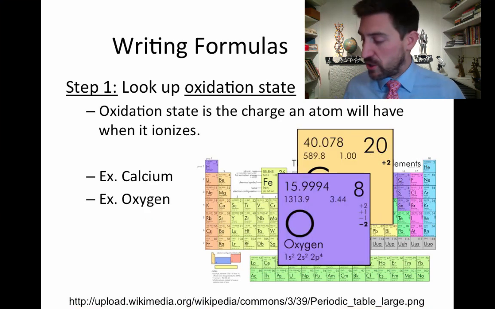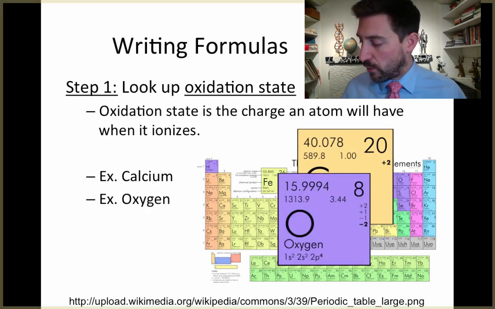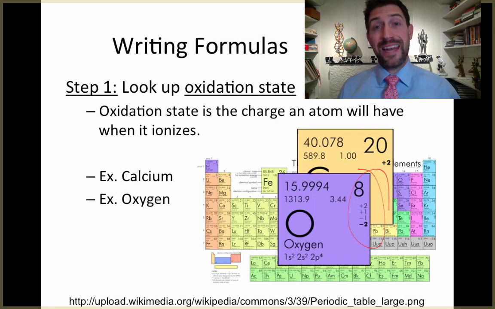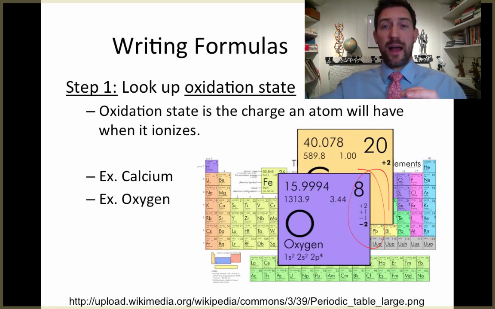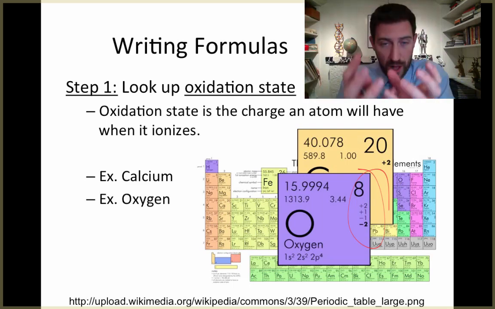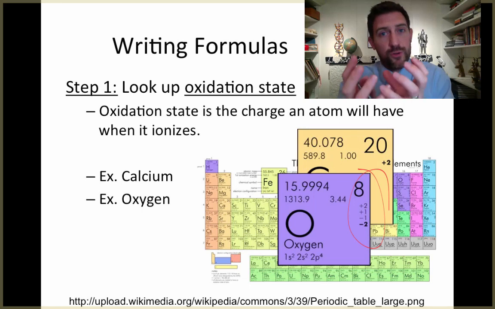What about oxygen? Oxygen has a whole bunch of oxidation states, but I'm going to teach you how to deal with that in a little bit. The most common one is the -2. That means when oxygen turns into an ion, it grabs two more electrons, which have a negative charge, and now the whole oxygen has a -2 charge. So we've just built two ions.